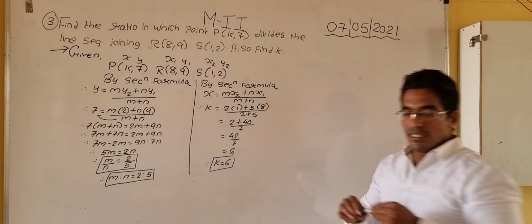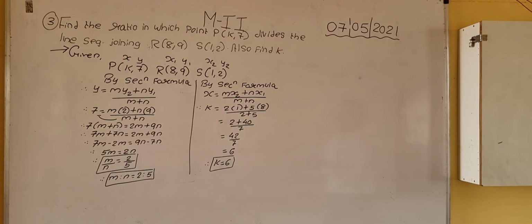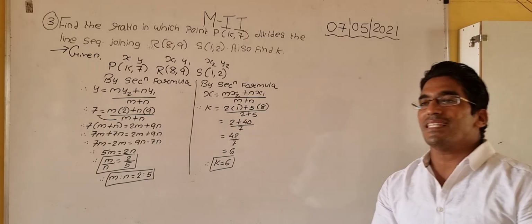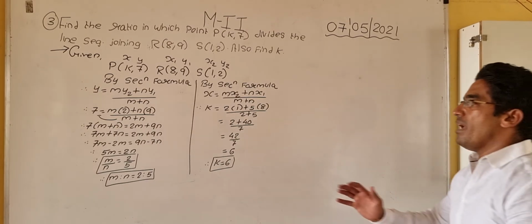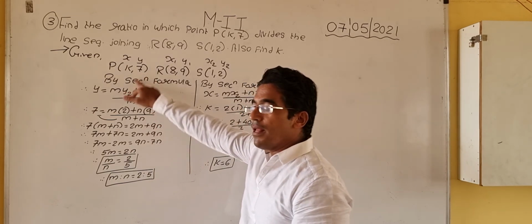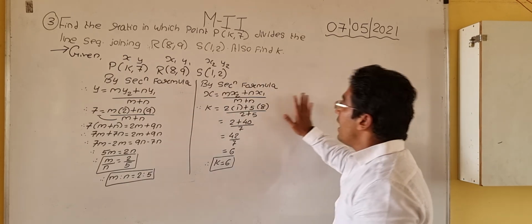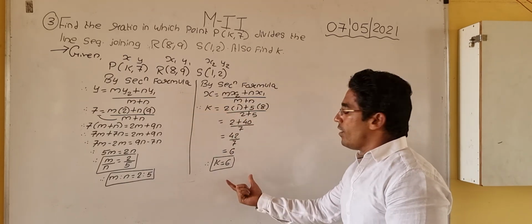So, the third sum is different from the first and second sum. In third sum, we have to find out the ratio. What was the point given to us? Point P, k, 7 divides. So, I will consider point P as x, y. Why am I applying the formula for y first? Because I know the value of y. After finding out the ratio, I applied the same formula for x. I substituted the value. I got the value of k.